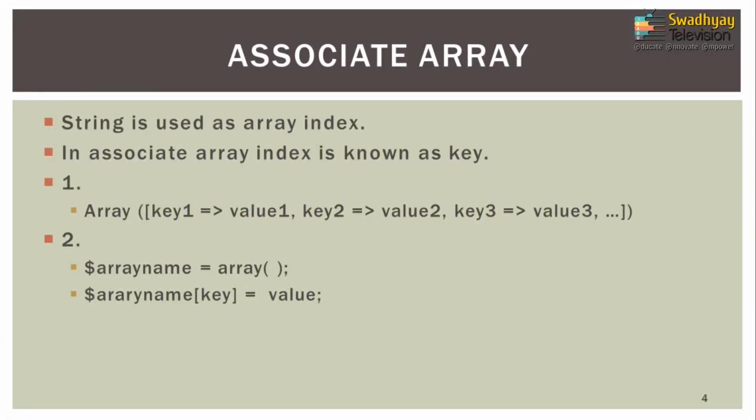Till now we have considered index arrays, but we can also use a string as the index of an array. This type of array is known as an associative array. In an associative array, the index is also known as a key, and it can be created in two ways, within a single line or using multiple lines.